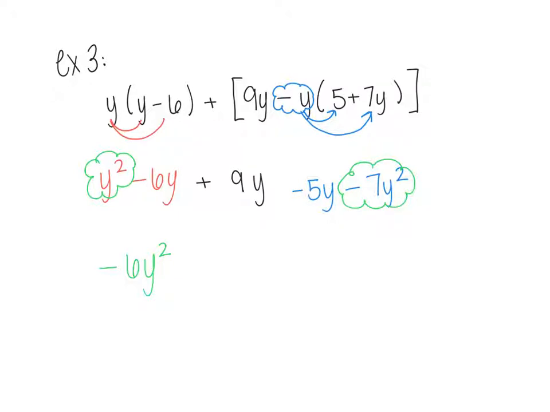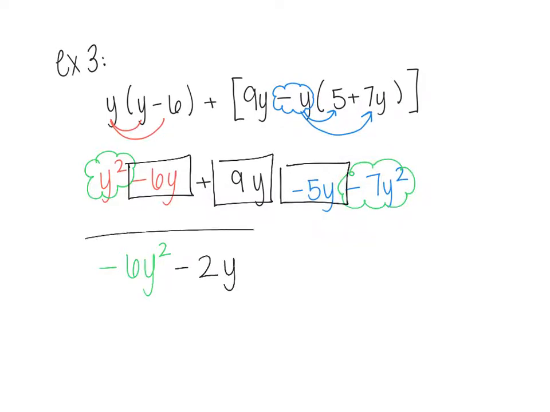And then I go to my y, so I have negative 6y plus 9y minus 5y. So negative 6 plus 9 is positive 3, and 3 minus 5 gives me negative 2y. So that actually ends up being your final answer.